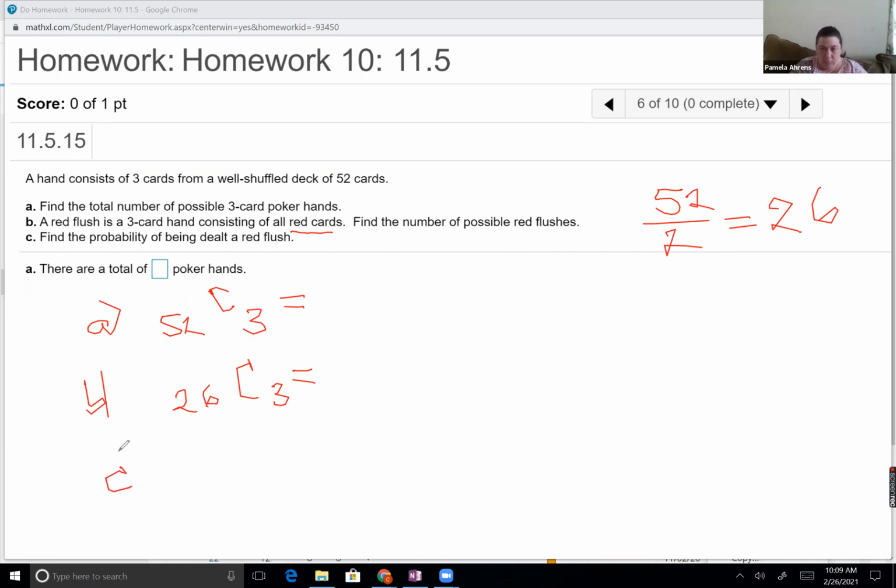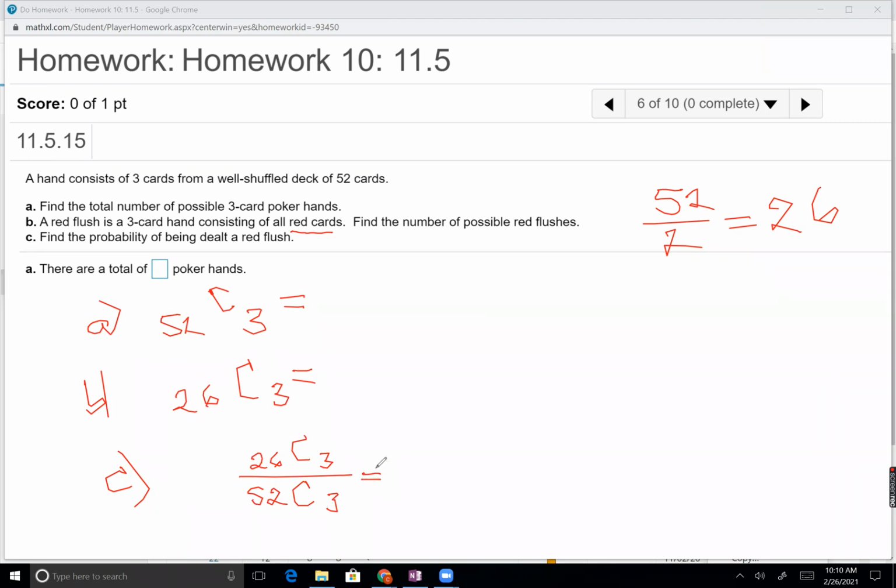And then for part C, what's the probability of picking 3 red cards, getting a red flush? Wouldn't that be the answer from B, the number of ways of getting 3 red cards, over the answer from A, the total number of ways of getting 3 cards? Yep. Okay, that one better.